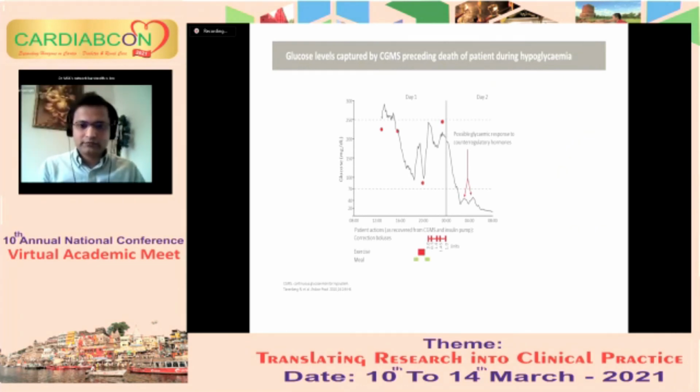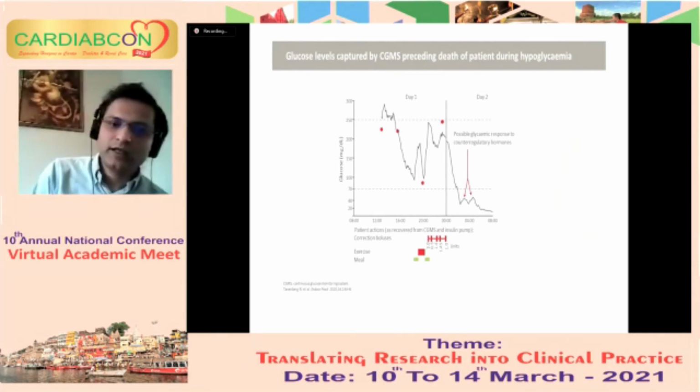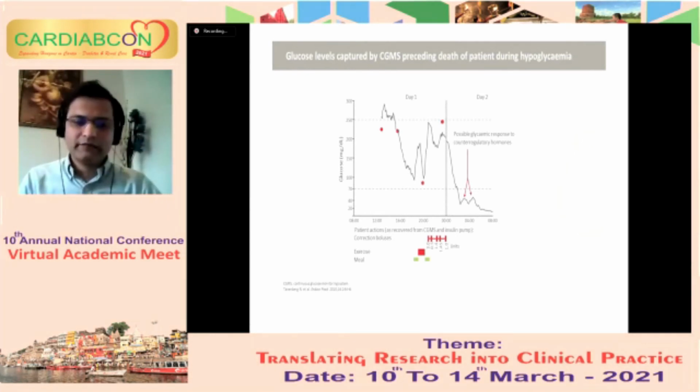Now, this is a rather sad slide, I would say. This was CGM in young type 1 diabetes populations. Most of you must have come across this before. This was a 23-year-old gentleman who had type 1 diabetes and hypoglycemia unawareness. He was prone to seizures, and that's why they put CGM on him. He was also having cardiac monitoring at the same time.